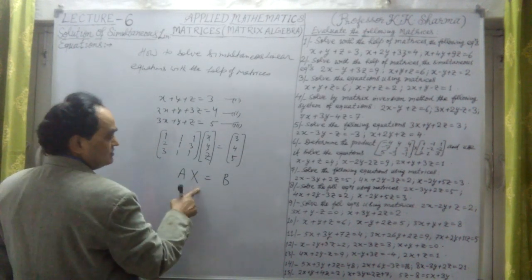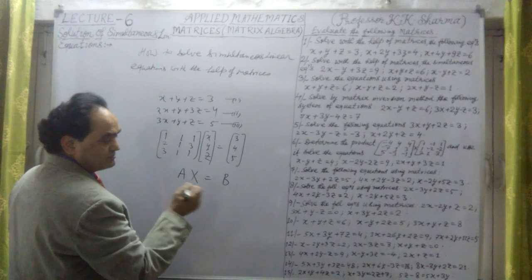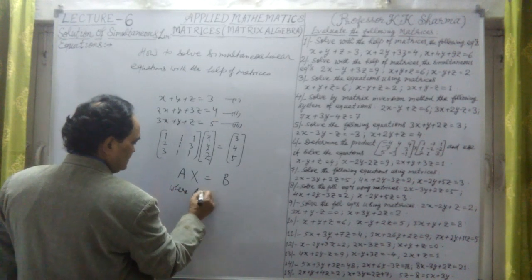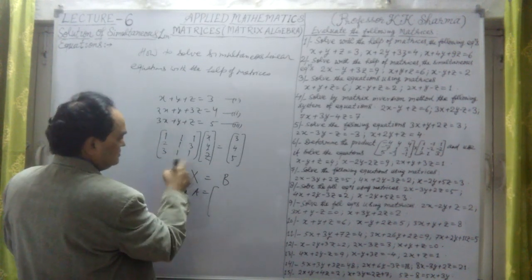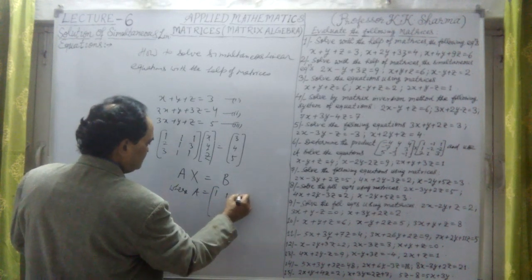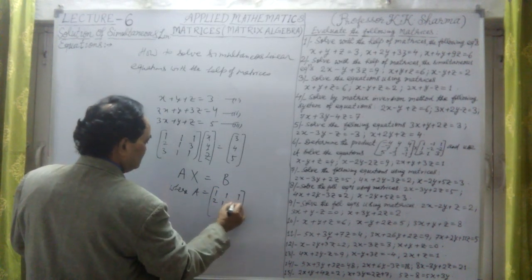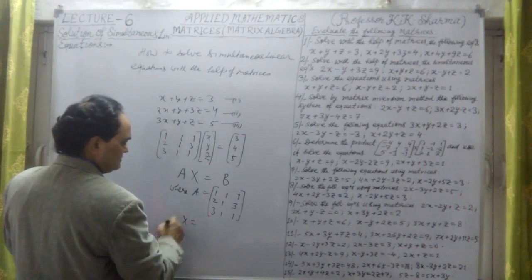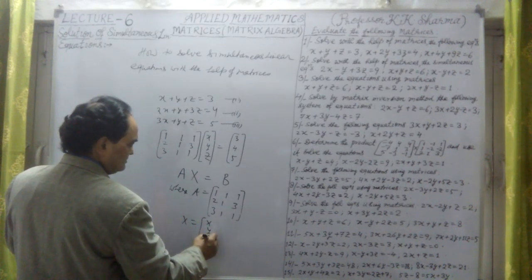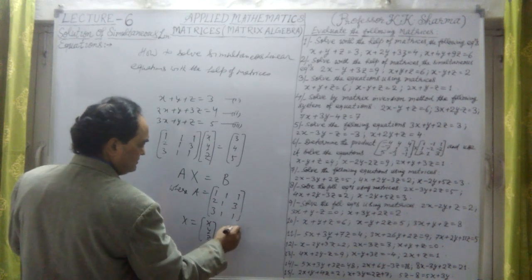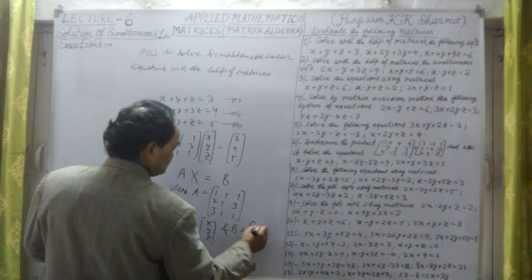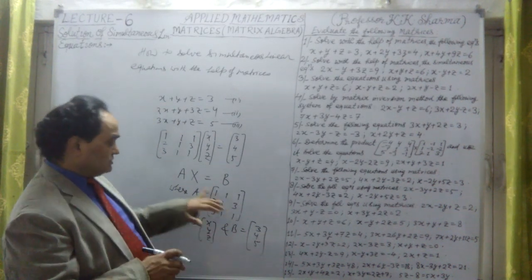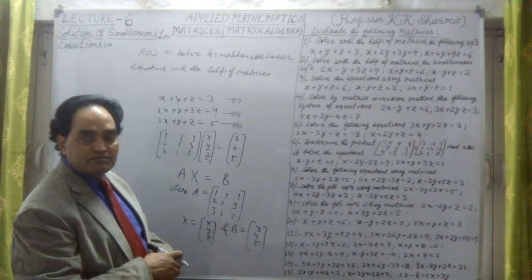Now if I find the values of x, y, z with this process, where A is this square matrix, it must always be a square matrix, because the inverse of a square matrix only can be calculated. Capital X is the column matrix x, y, z. And B is the column matrix 3, 4, and 5 in this case. So these matrices we have written down here.